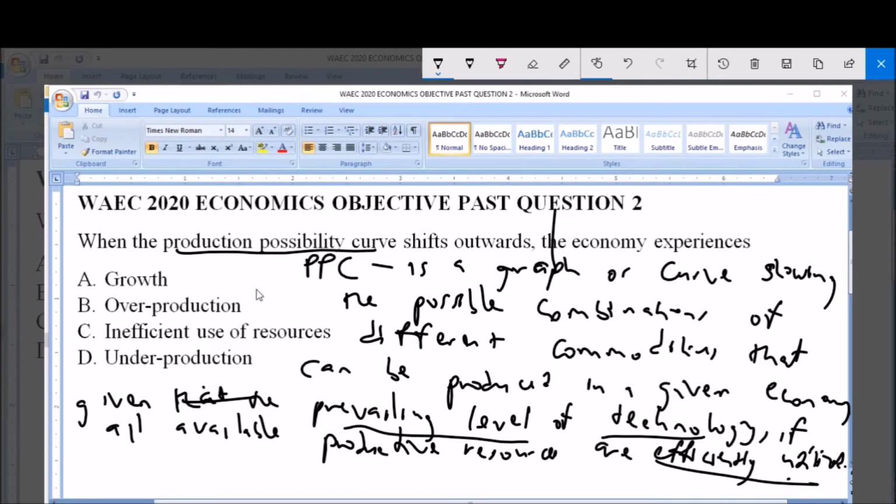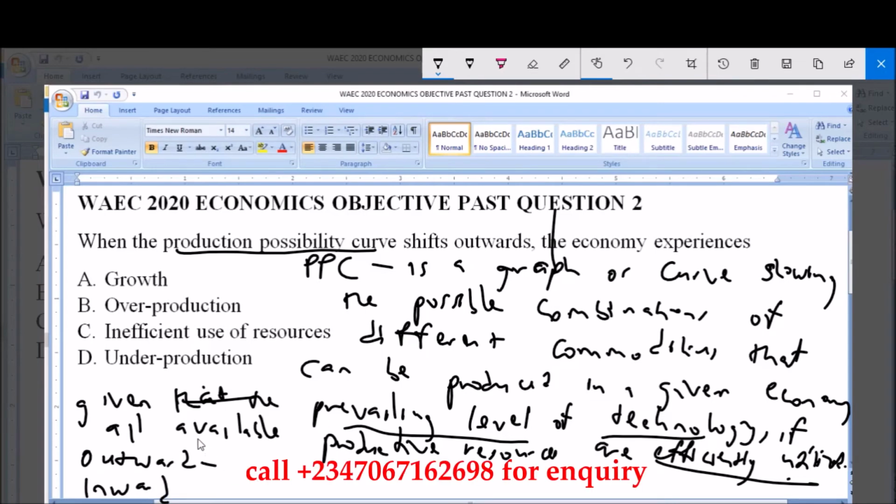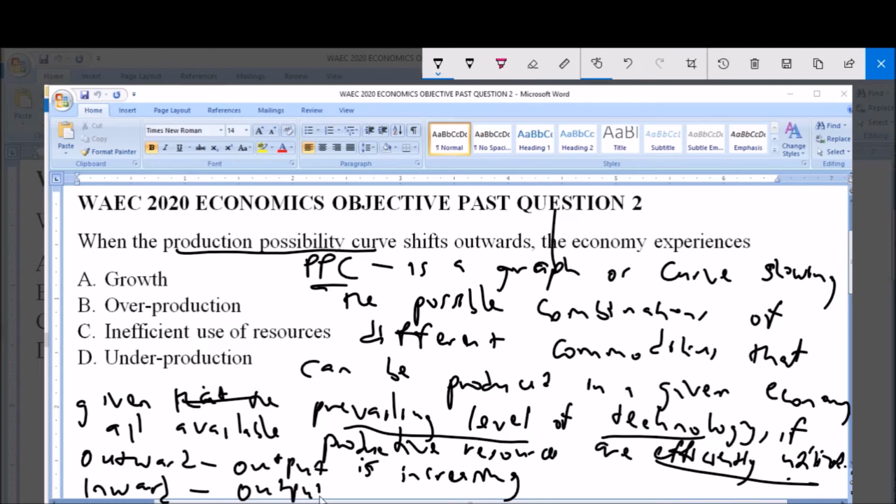Now, in a production possibility curve, there are two ways it could shift. It could shift outward. It could also shift inward. Now, when the PPC shifts outward, it means that output is increasing. And when it shifts inwards, it means that output is decreasing.